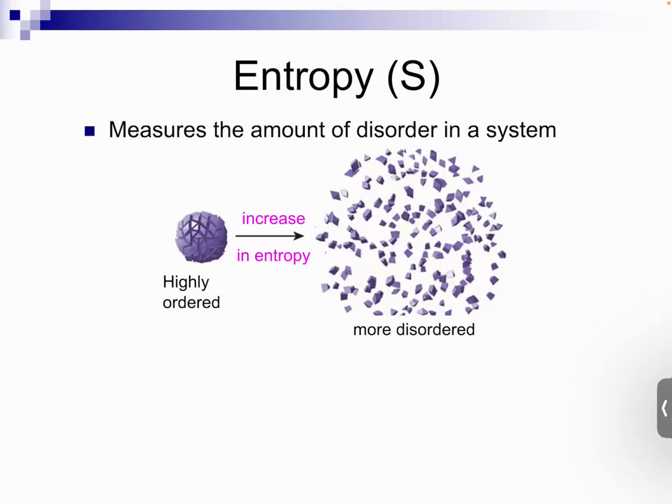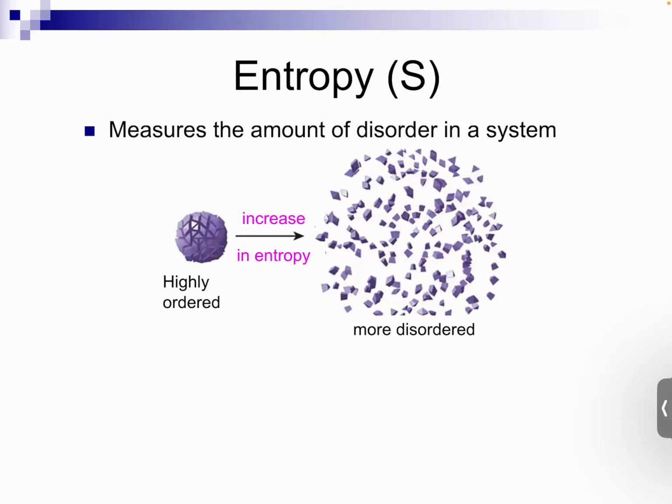Here's an illustration. You have here this ball. It's highly ordered. As you can see, each piece is arranged in such a way that it's compact, and you can see the order for which the pieces are arranged. And then this is a more disordered system with the pieces scattered all around.